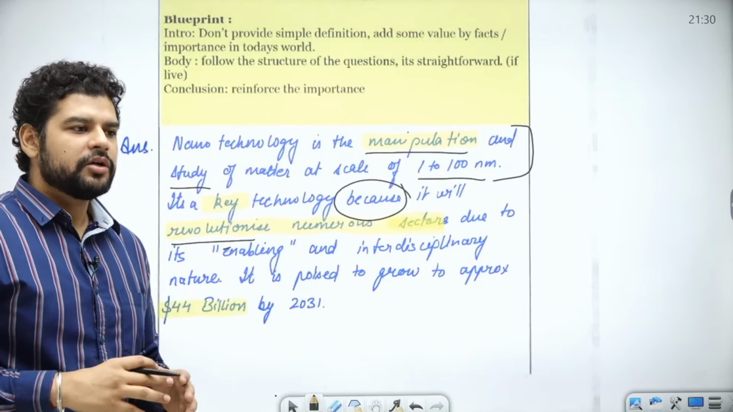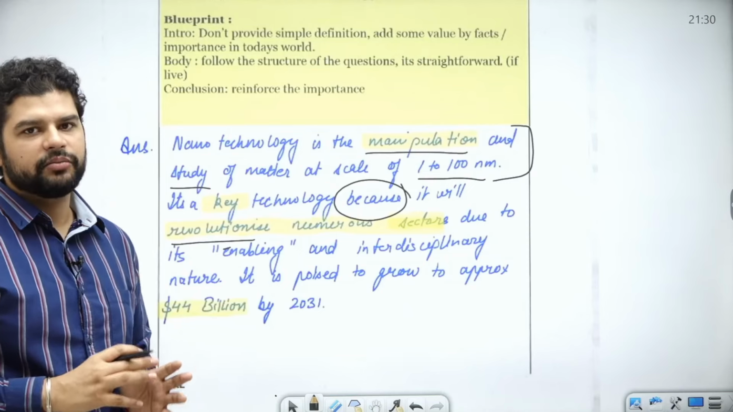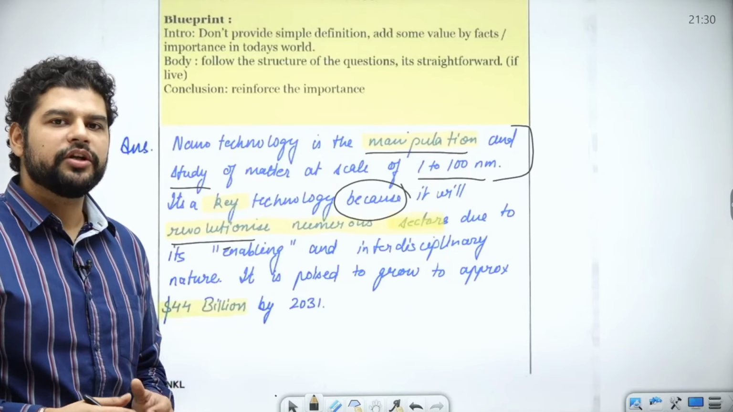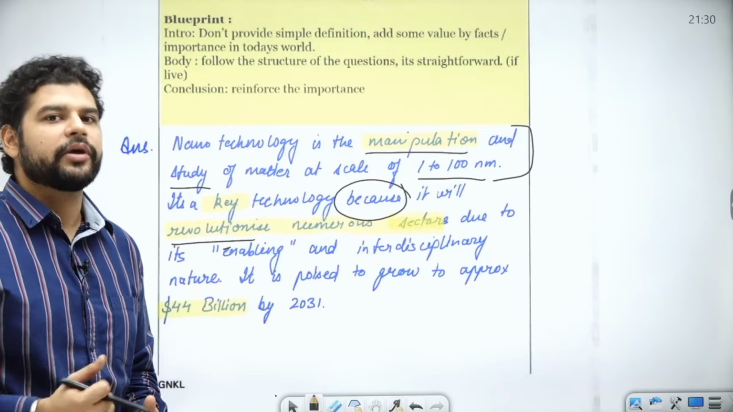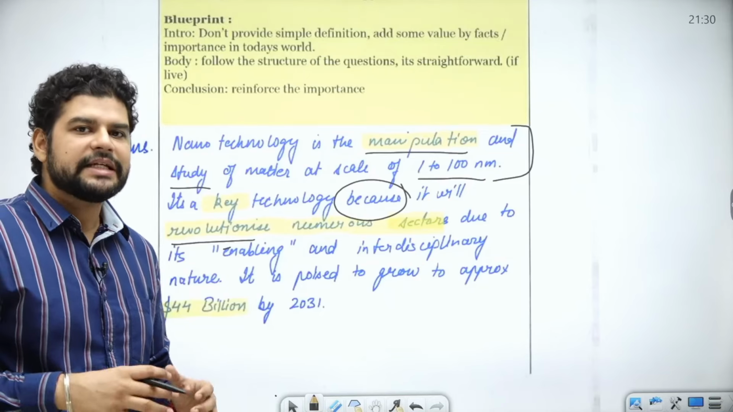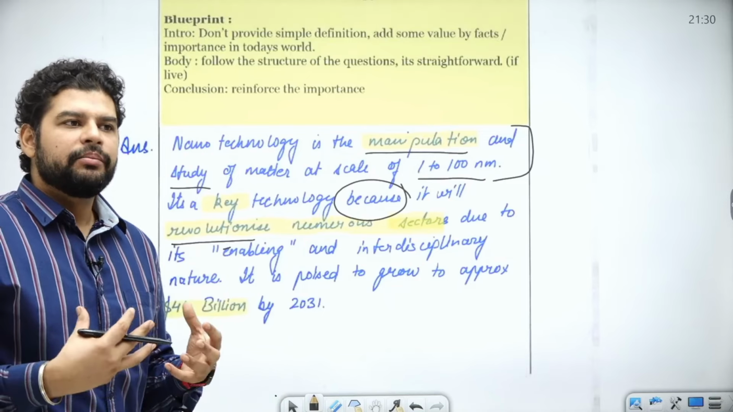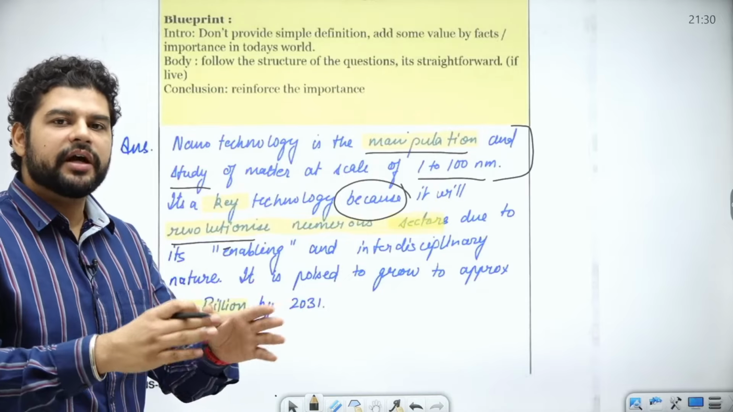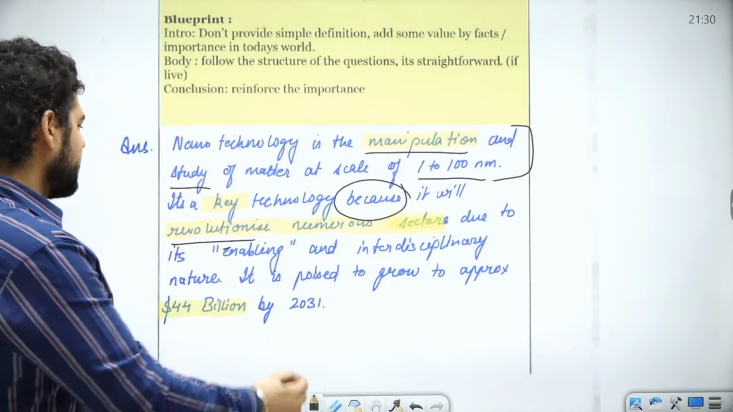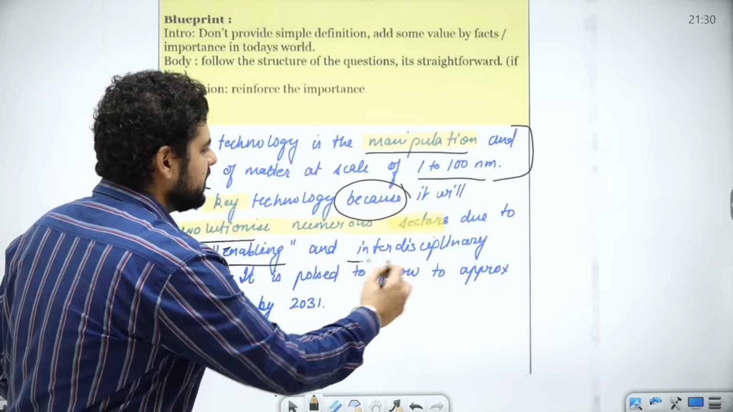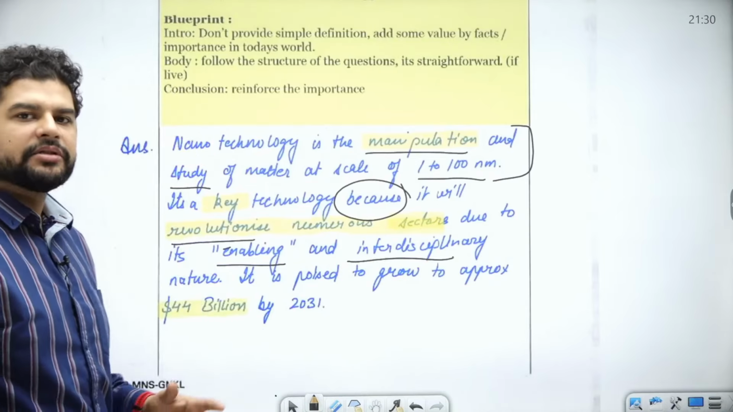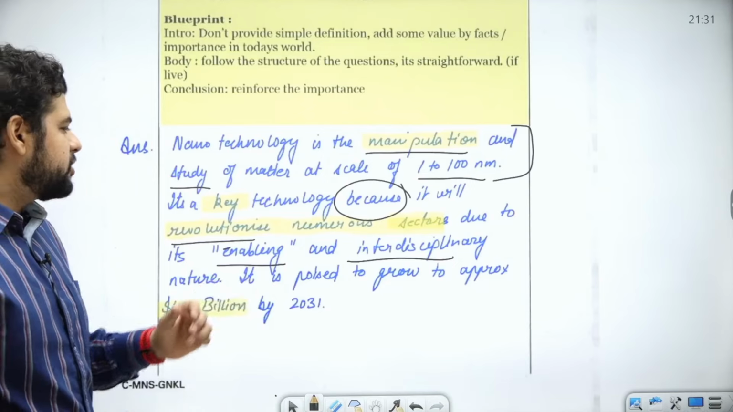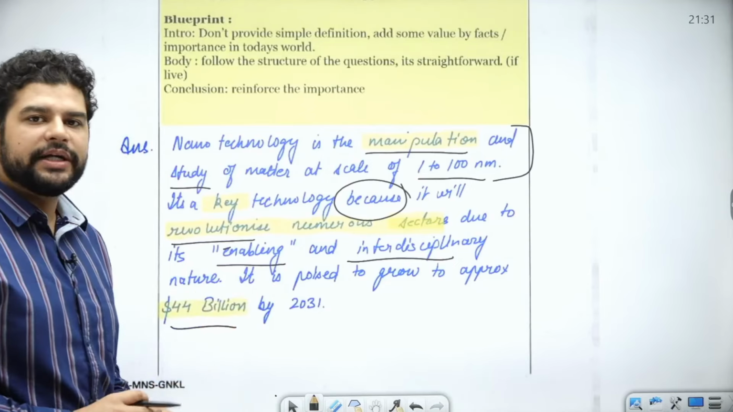Nanotechnology is related to the creation of technology at a smaller scale, at a nanoscale from 1 to 100 nanometers. But the point is it will be applicable to numerous sectors, which is the crucial point, which is why it is a key technology. It's an enabling technology. That means because of nanotech and its integration with other technologies, new innovations will come in a lot of fields, right? So it's an enabling technology. It's interdisciplinary in nature. That means a lot of relations are there between nanotech and other fields. So it is poised to grow to approx 44 billion by 2031.